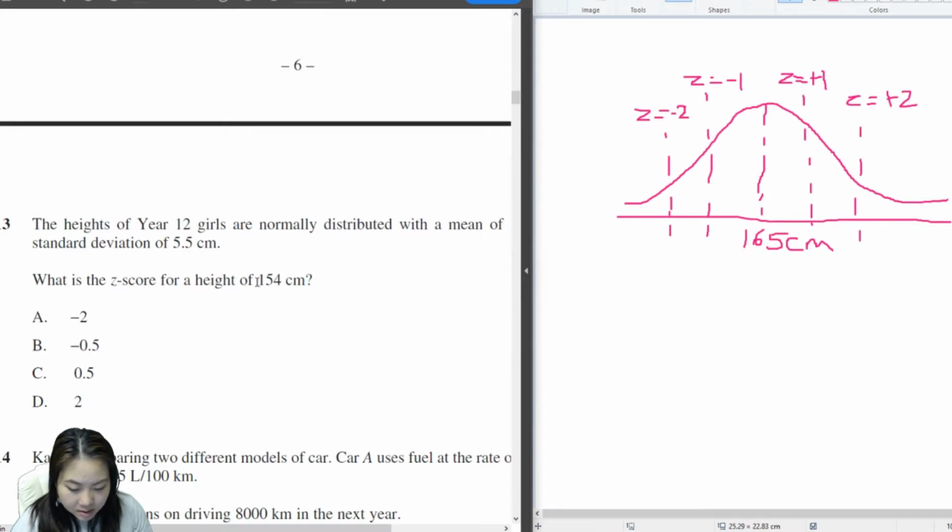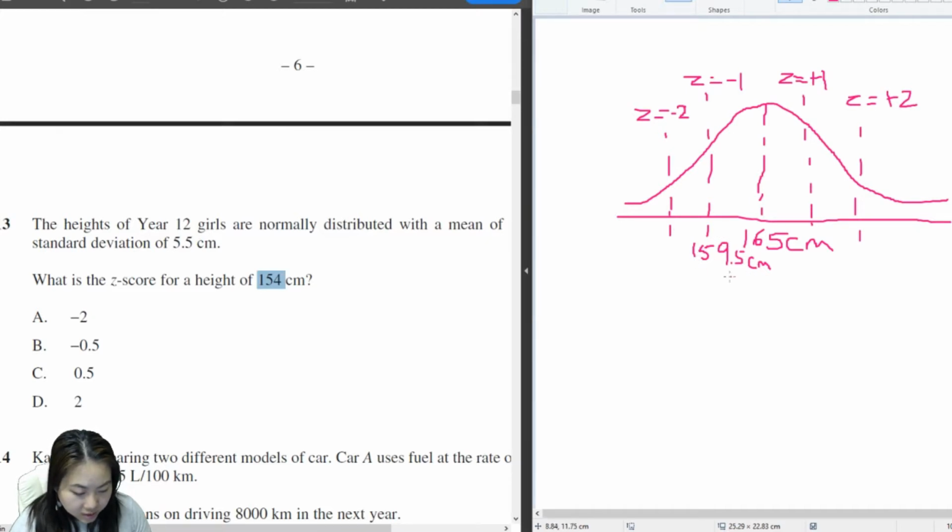Her height is shorter than the mean, so I'm just going to go to the left. One standard deviation to the left is 165 minus 5.5 centimeters. That will give us 159.5 centimeters, I believe. 4.5. No. Yes, 5.5.